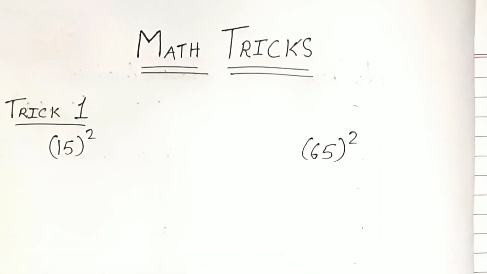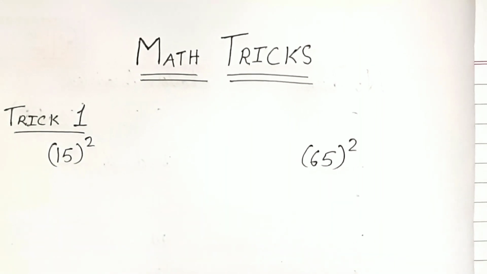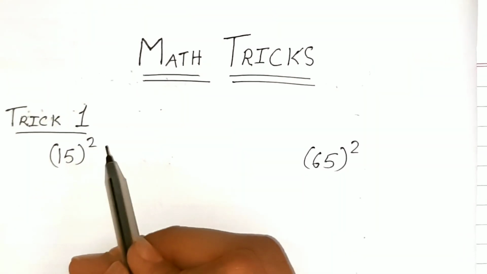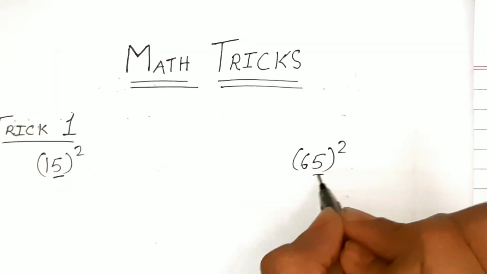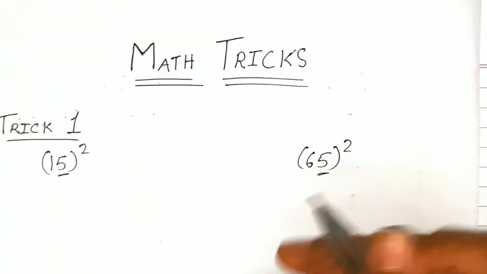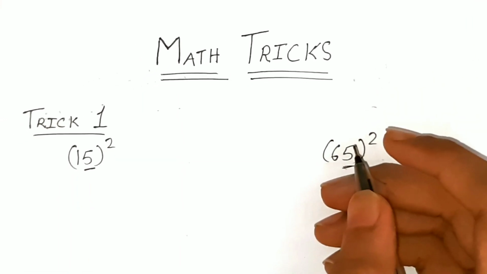Everyone knows that to solve any math problem, you need to do calculations. So, for the first trick, I'll show you how to find the square of numbers with unit digit 5. That means it could be 15 or 65 or anything like that, which ends with 5.